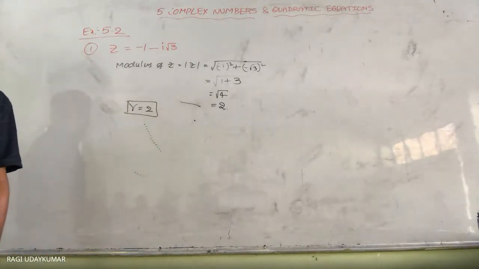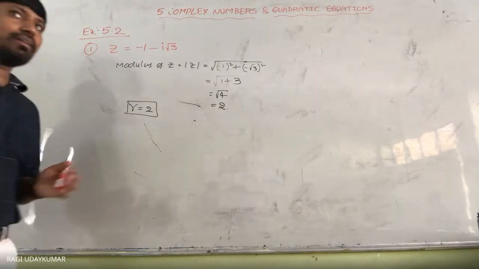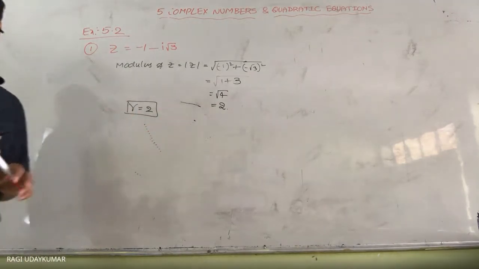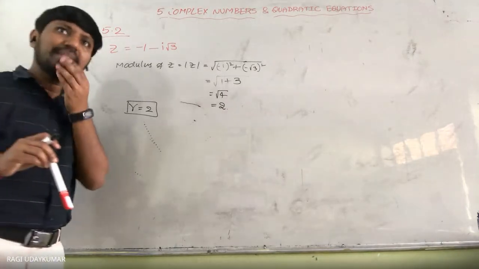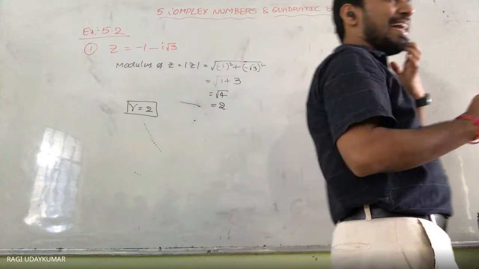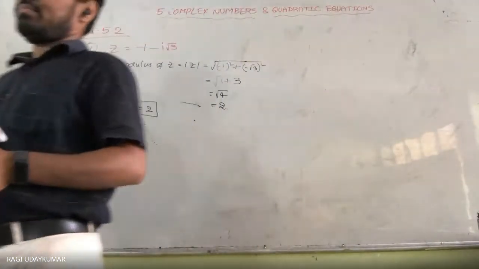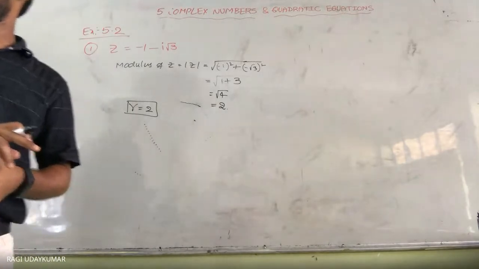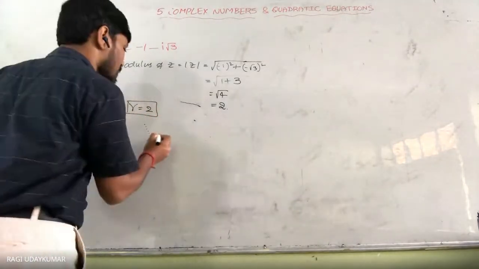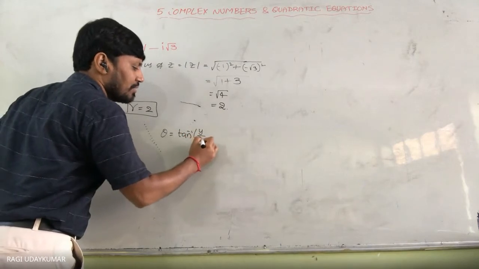And what do we still need to find out? Theta. Here you can find out the theta. Argument is nothing but theta, so find out theta. You have to think here, theta is equal to tan inverse of y by x. Theta is equal to what here? Tan inverse of y by x.